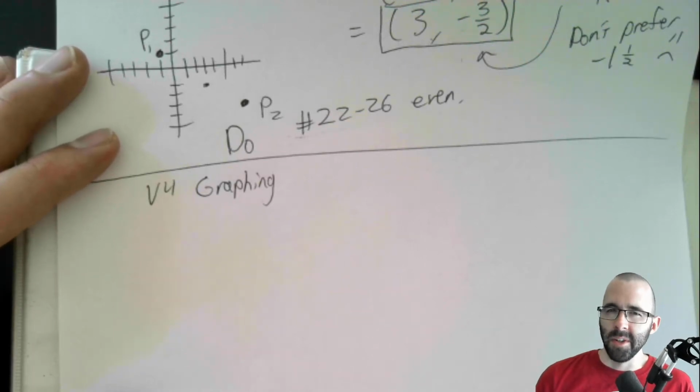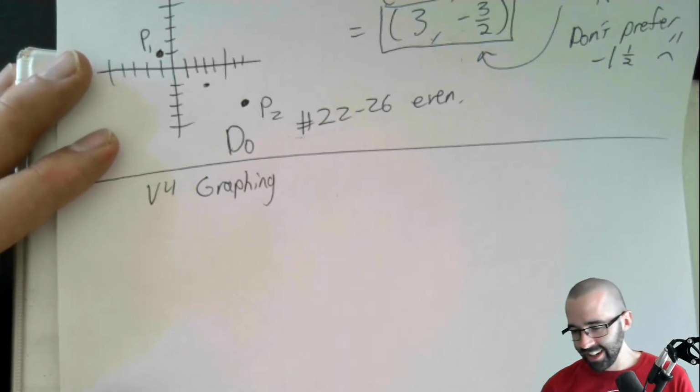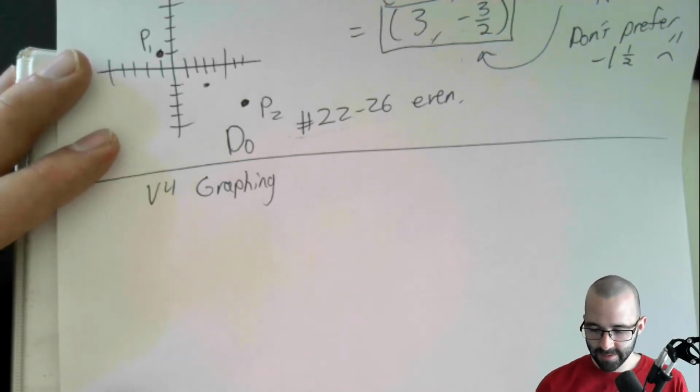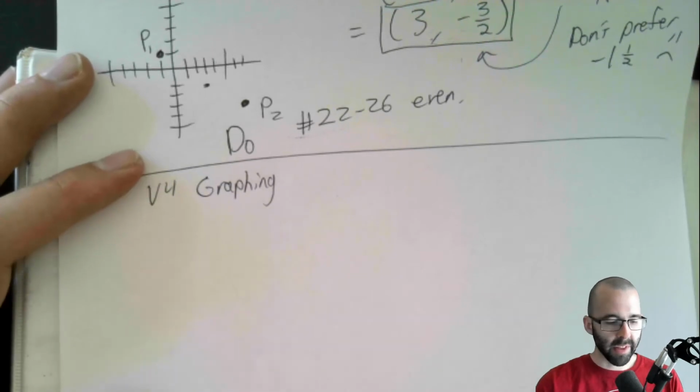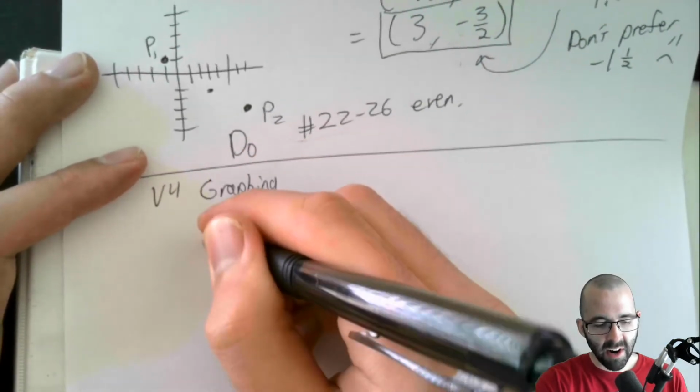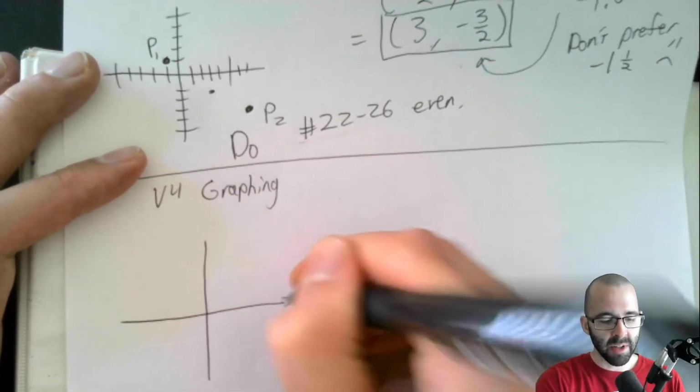Welcome to the final video on 2.1. We're going to talk about graphing. This is going to be pretty short. Most people are pretty familiar with it. But the essence of graphing really is just you have a coordinate plane.